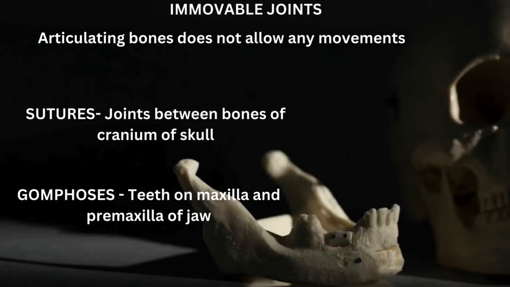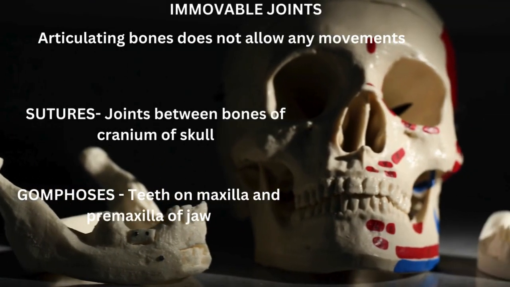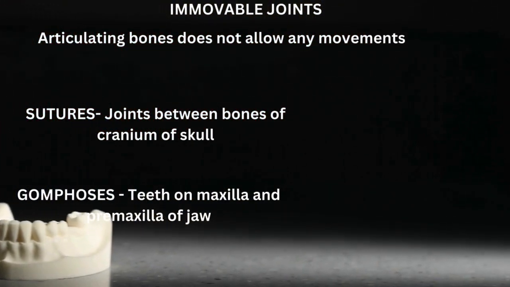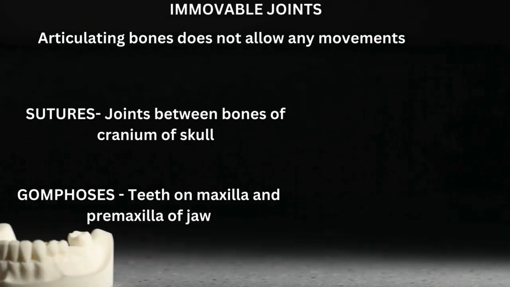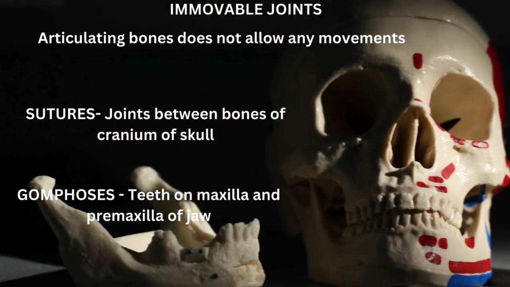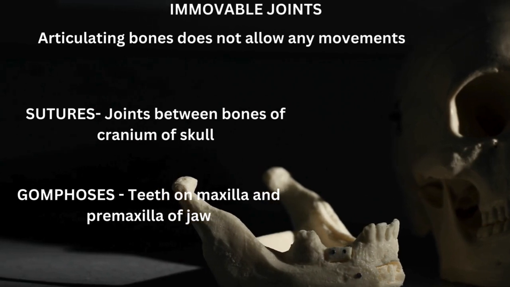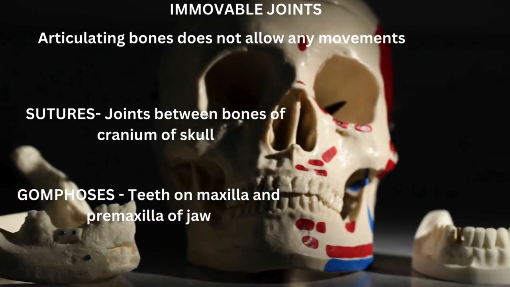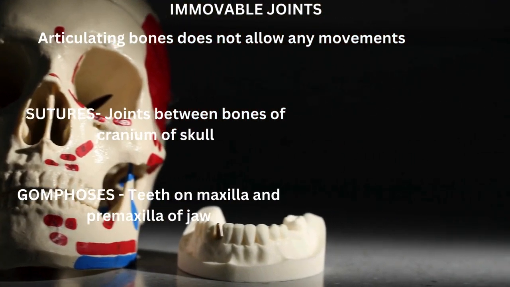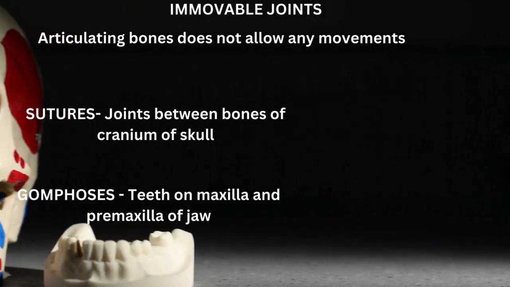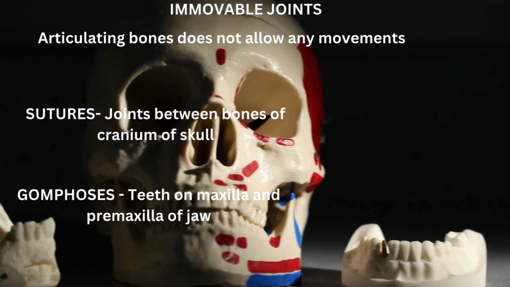Next let's go to the immobile joints. Till now we have completed the perfectly mobile joints and imperfectly mobile joints, and now let's enter into the immobile joints. In these immobile joints there are no movements at all between the articulating bones. Have you ever seen movement of your cranium bones? No, right? In the same way, you don't see the jaw, maxilla and premaxilla bones moving. Both sutures and gomphoses come under the examples of immobile joints. The articulating bones do not allow any movement. So these two come under the immobile joints.